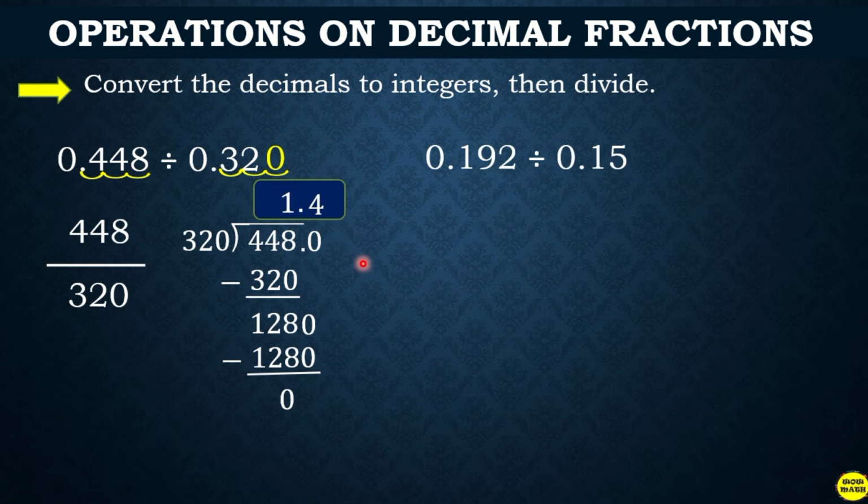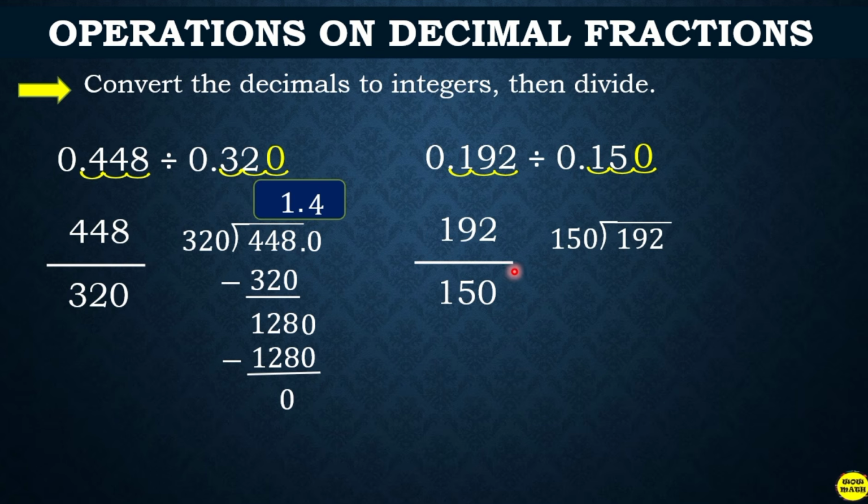Let's have another. So, ganun ulit. We will move this para maging integer siya. Now, ang goal natin, kung ilan ang move mo dito, ganun din sa kabila. Okay? So, 1, 2, 3. So, we now have 192. And then, ganun din sa kabila, 1, 2, 3. So, meron tayong bakante, magdadagdag tayo ng 0 dyan. That's why we have 150. We can now divide 192 divided by 150.